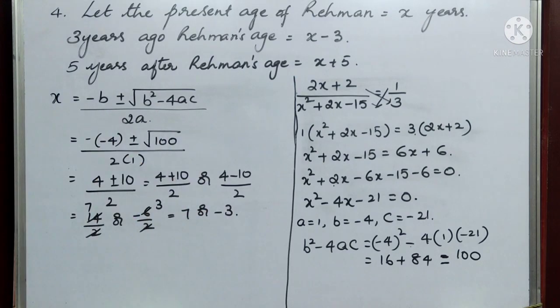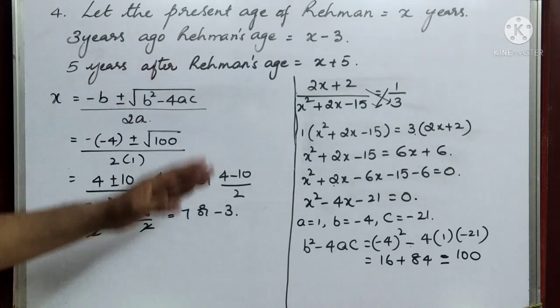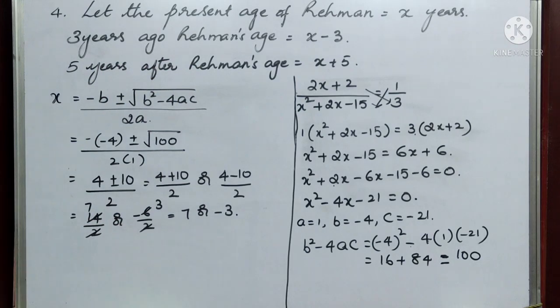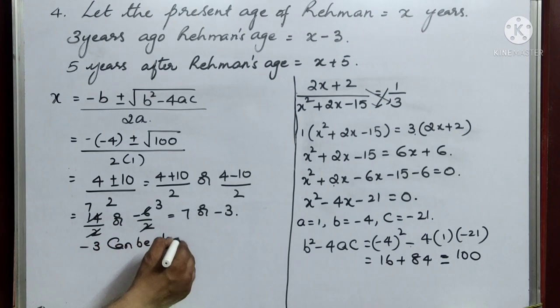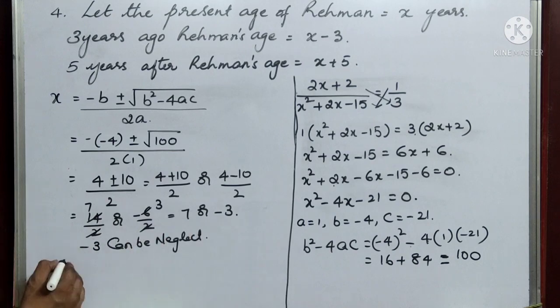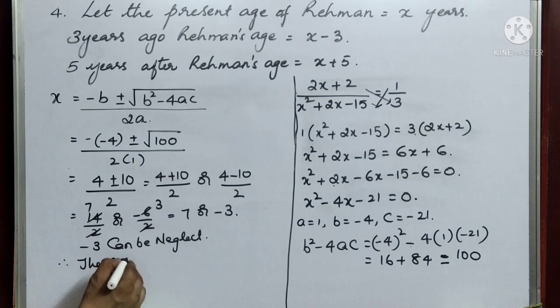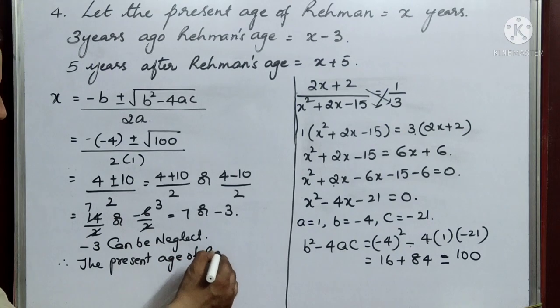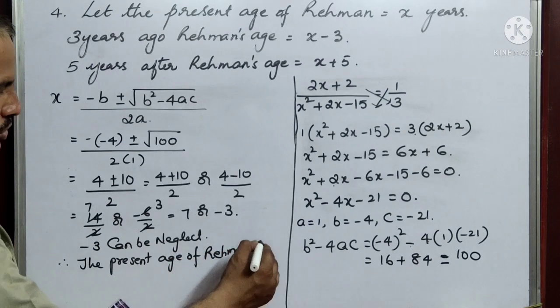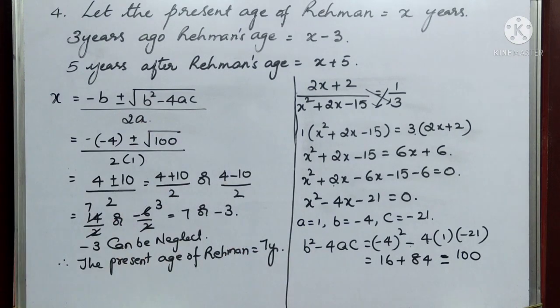Now which one are we going to select? Actually they asked for roots, which means 7 or minus 3. But here age will never be negative, so minus 3 will be neglected. Minus 3 can be neglected because age will not be negative. So therefore x is equal to 7. Therefore the present age of Rahman equals 7 years. Okay, the present age of Rahman is how much? 7 years. Okay children, is it clear?